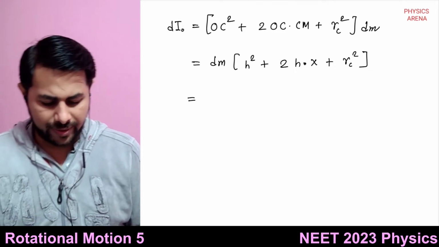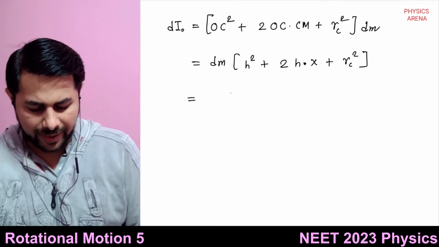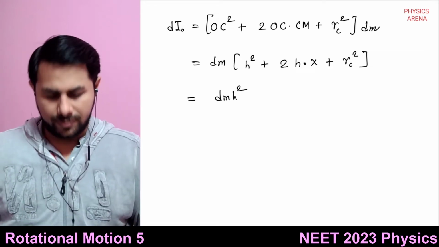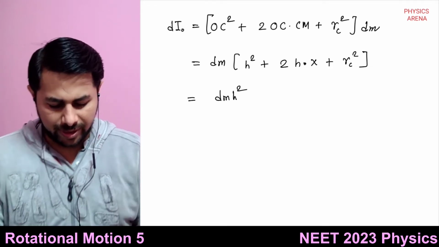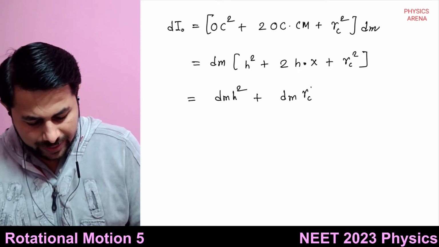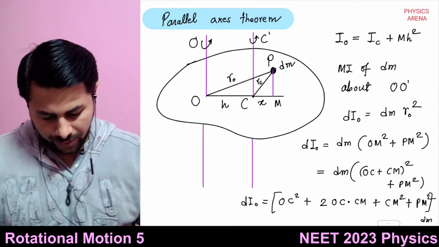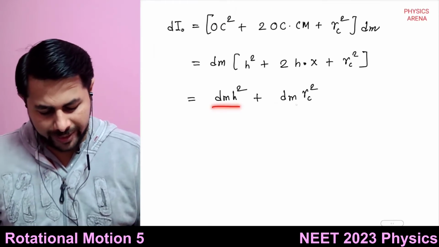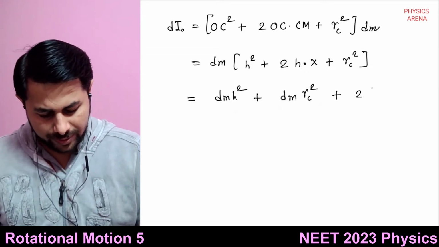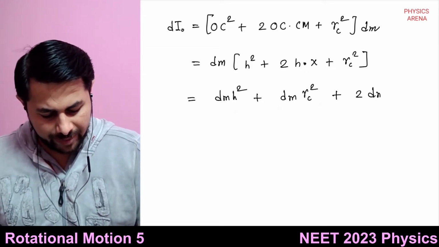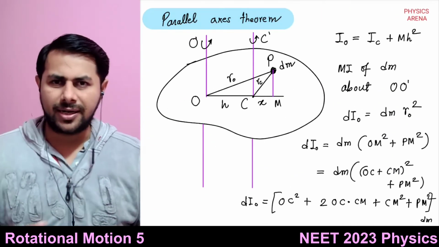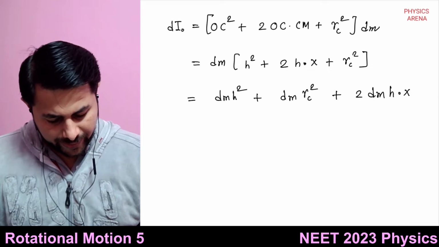Then what is dm multiplied by h squared? It is dm multiplied by h squared only. Then we have dm multiplied by RC squared. So you have dm multiplied by h squared plus dm multiplied by RC squared plus 2 times dm multiplied by h multiplied by x. We are just writing these steps.